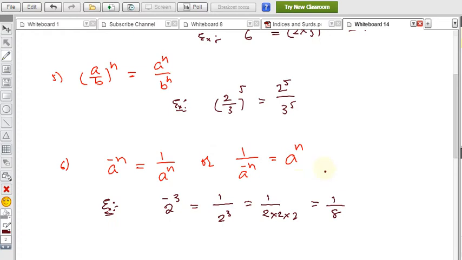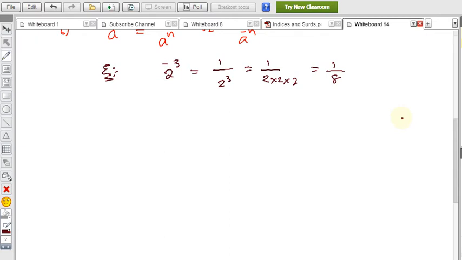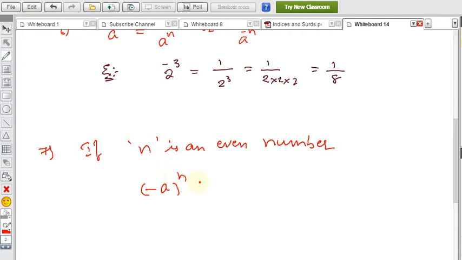So these are the 6 important rules. Along with the 6, I will tell you some other rules. These are just information. Whenever a negative is there, consider n. If n is an even number, that is 2, 4, 6, 8 and so on, then (-a)^n gives again a^n, because n is an even number.